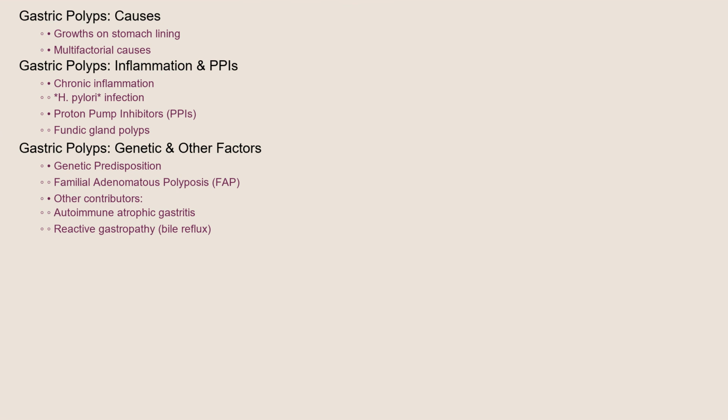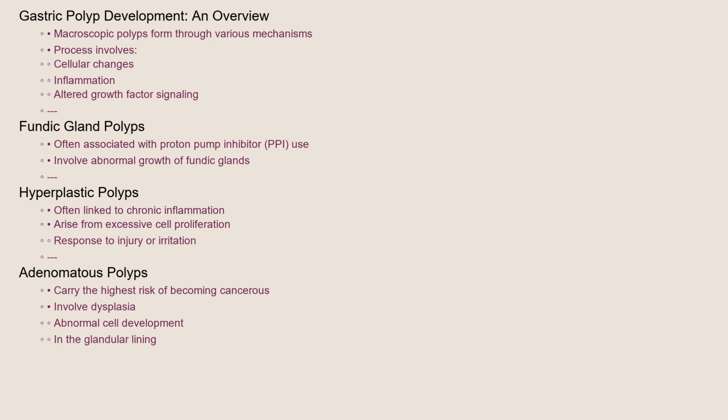Genetic predisposition can also play a role, particularly in cases of familial adenomatous polyposis, or FAP. Other potential contributors include autoimmune atrophic gastritis and reactive gastropathy, often caused by bile reflux. Gastric polyps develop through different mechanisms depending on their type.